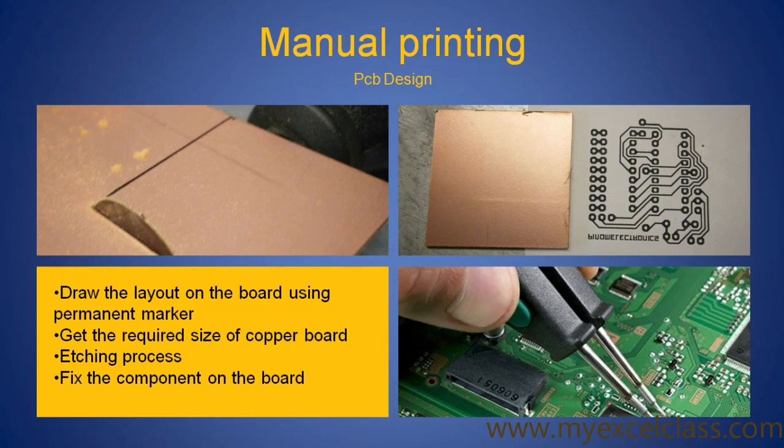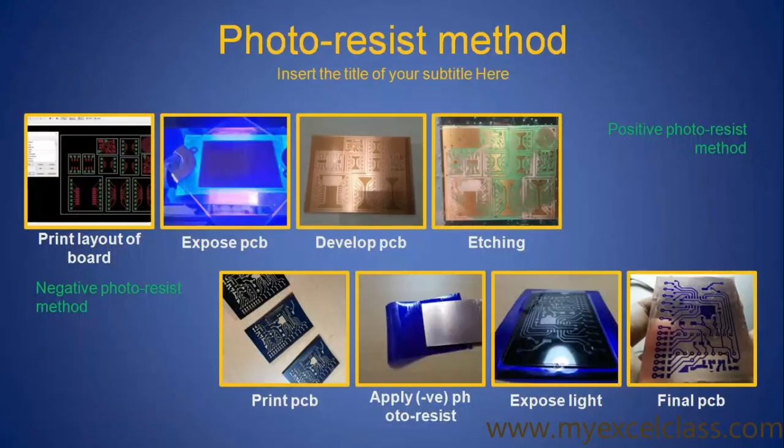Okay. So here I discuss this manual printing process. So I think you don't have any problem. So yeah, this is the positive photoresist and negative photoresist. It's a critical process.